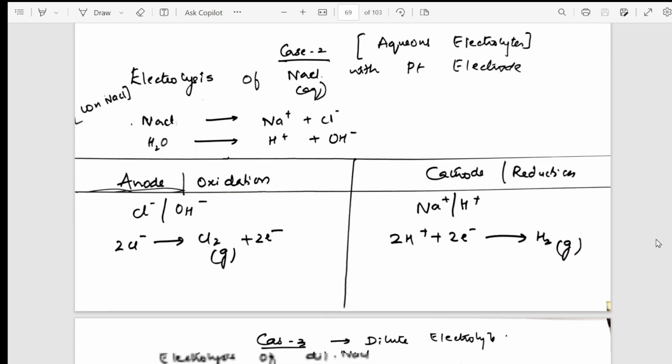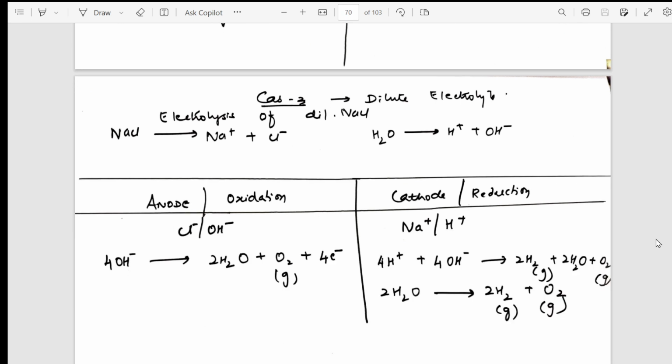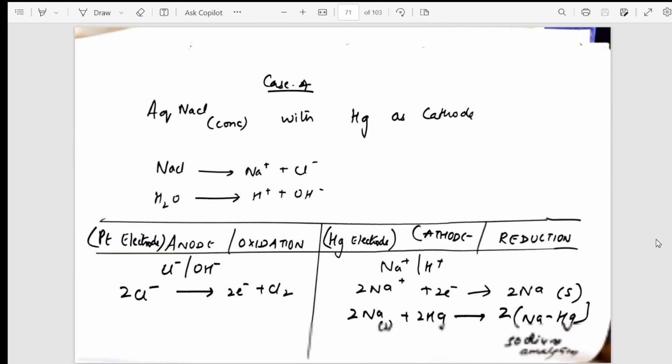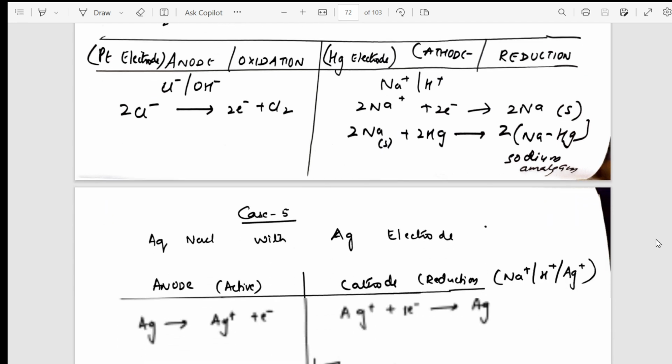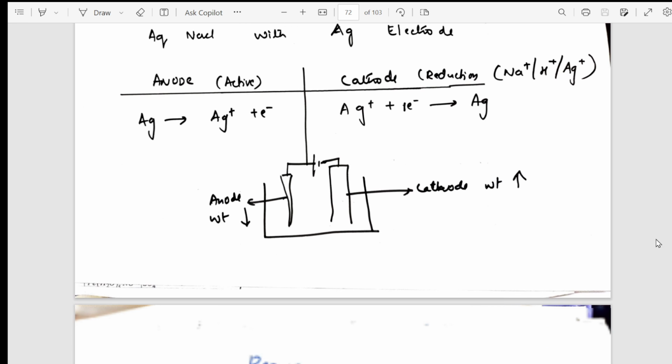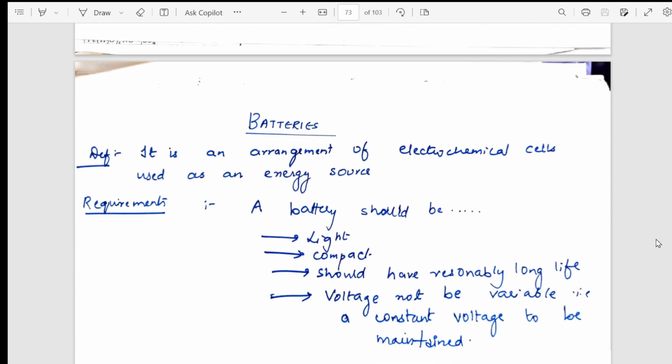Then I have taken case 3 where you have dilute electrolyte. This concept also I have given, both the anodic and cathodic reaction. Gradually from there, case 4 I have gone where we have taken aqueous NaCl concentrate with mercury as cathode. This is also done. After that, case 5 I have taken aqueous NaCl with silver electrode. This is one more concept. Both the anodic reaction, cathodic reaction is mentioned here. After all the 5 cases, I think the complete information will get covered.